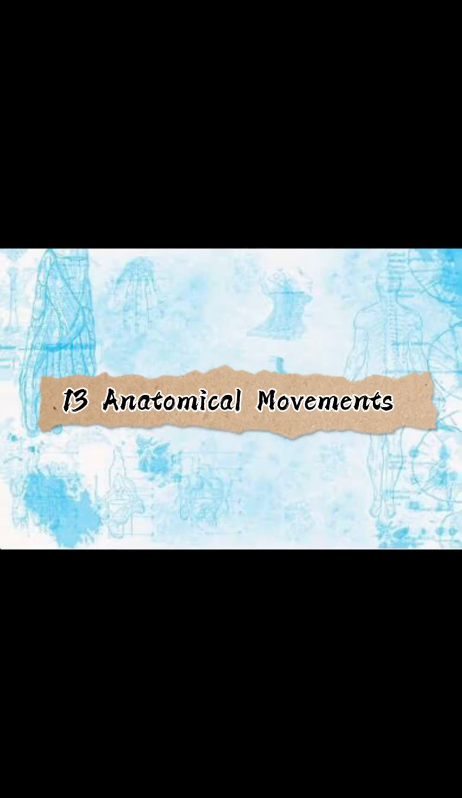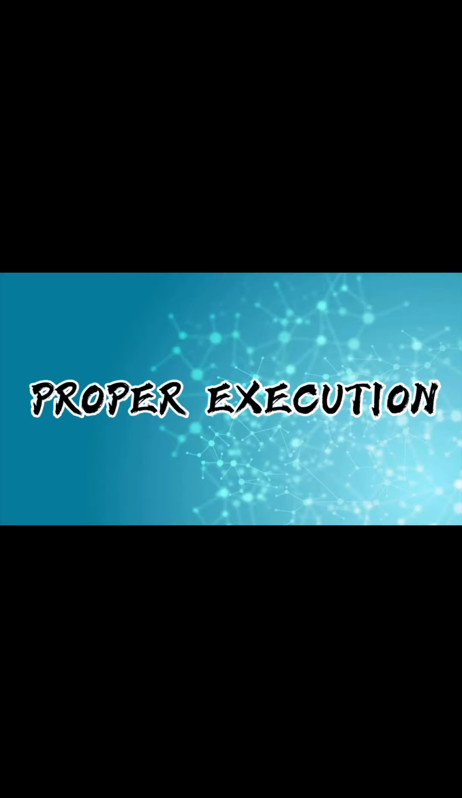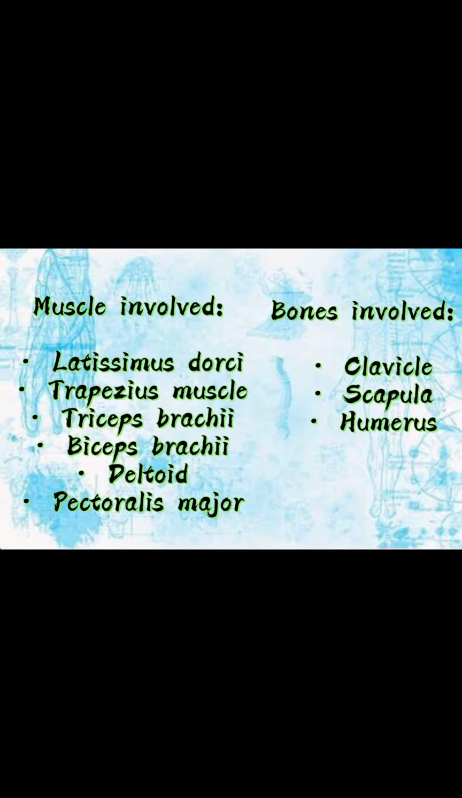These are the 13 types of anatomical movements. First, abduction. This is the movement of the limbs or other body parts that pulls away from the midline of the body. Proper execution. As you can see, the limbs are pulled away from the midline of the body. These are the muscles and bones involved when you do abduction.